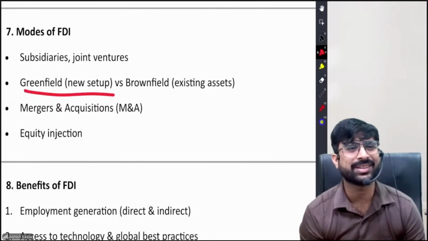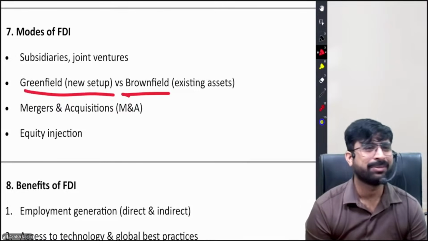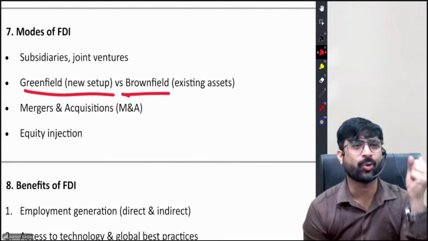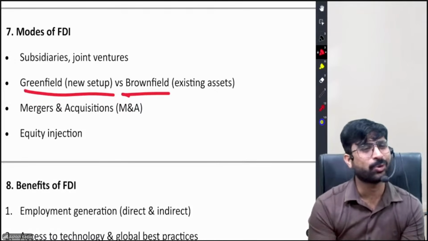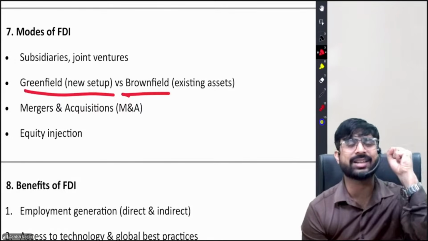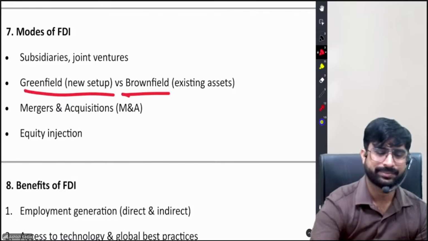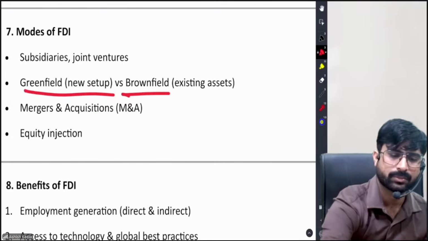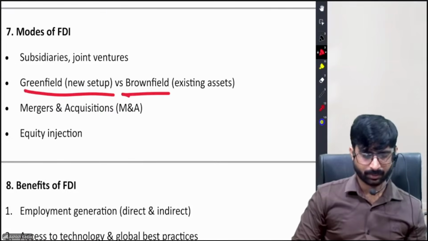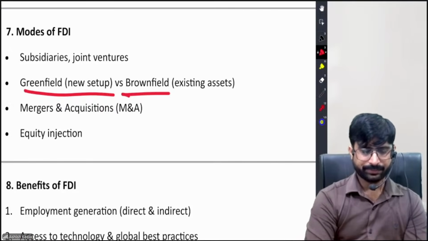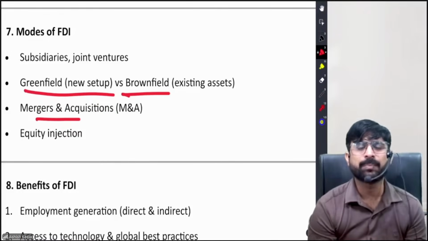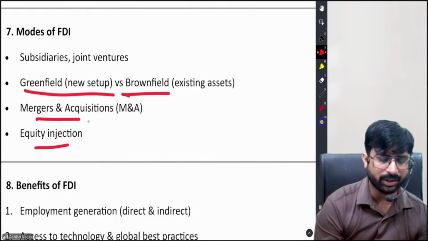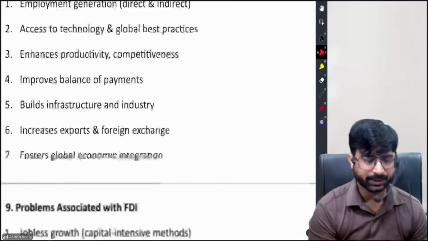That is greenfield investment. What is brownfield investment? Means the airport was already there. The foreign investor has just acquired that airport. So resources and everything was already there. You just acquired that asset. Game over. That's brownfield investment. Then you have mergers and acquisitions, two companies merging and becoming one. That is mergers and acquisitions, right? And equity injection. You buy shares of that company.